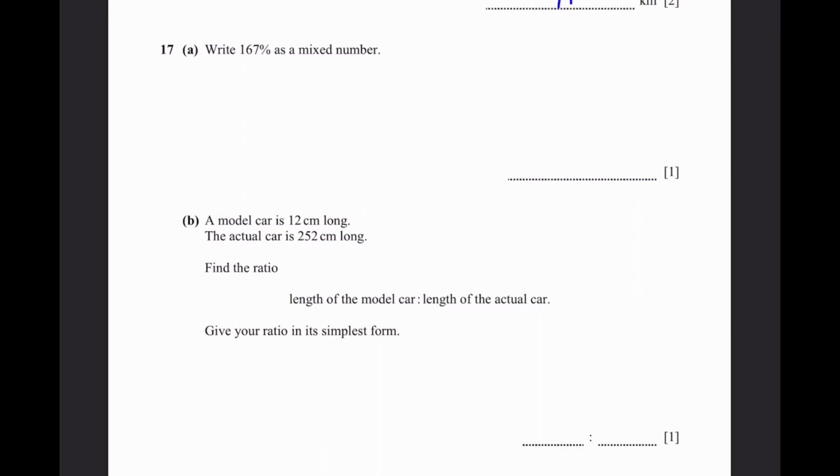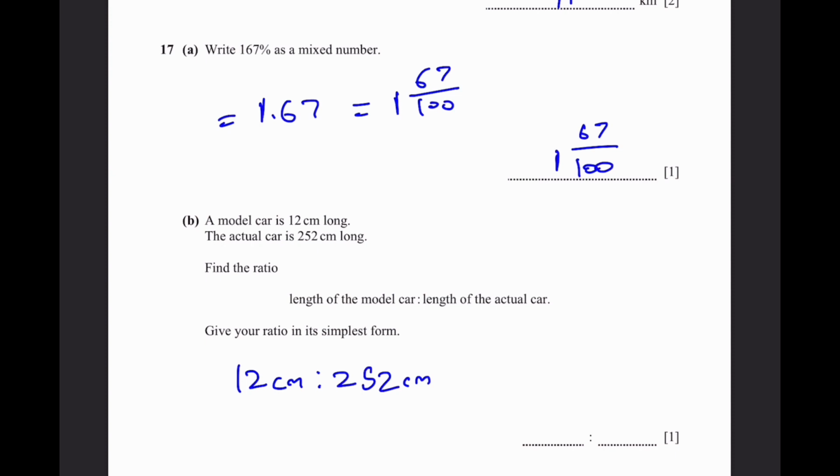Question 17. A. Write 167% as a mixed number. 167% is equal to 1.67, which is equal to 167 by 100. B. A model car is 12 centimeters long. The actual car is 252 centimeters long. Find the ratio length of model car is to length of actual car. Give a ratio in simplest form. So it's pretty much 12 centimeters is to 252 centimeters. And we can divide both sides by 12. It'll be 1:21.